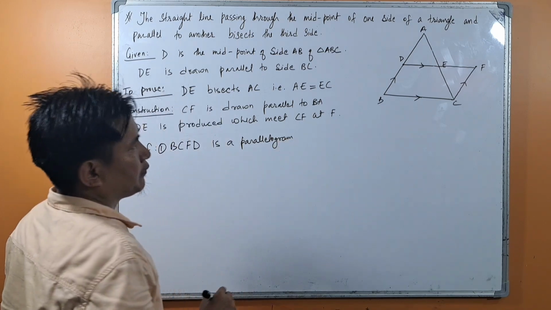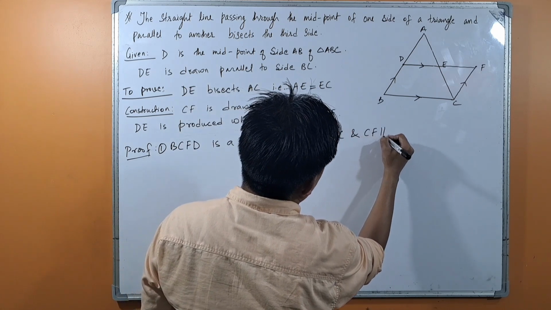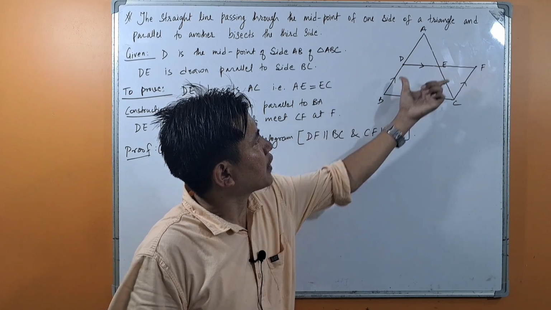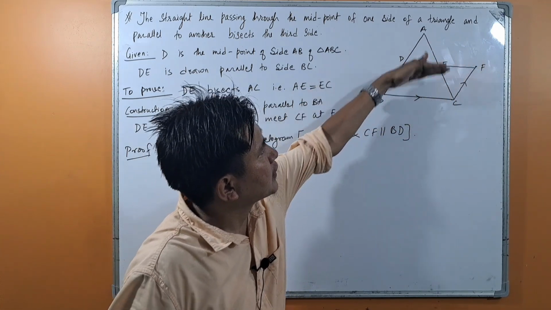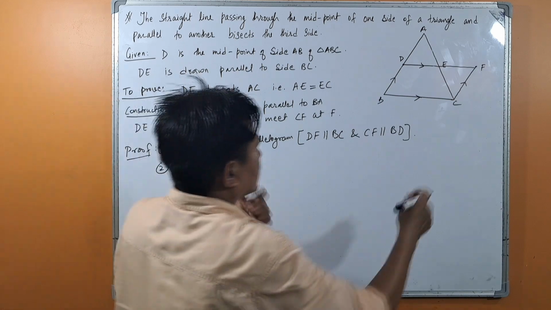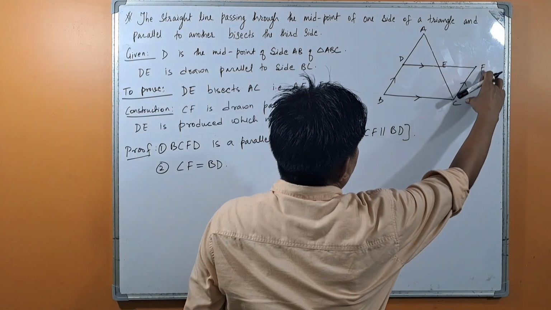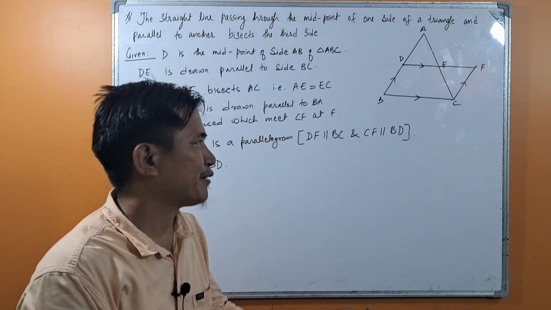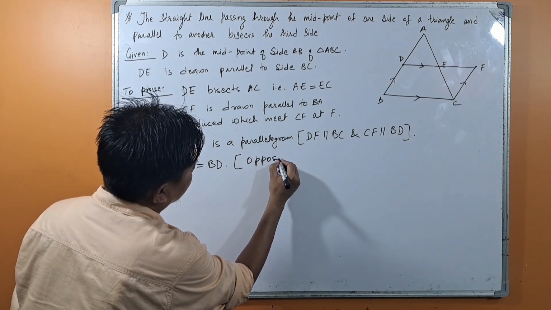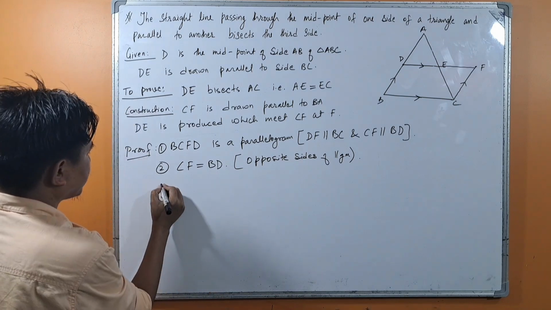Because DF is parallel to BC and CF is parallel to BD. If opposite sides are parallel to each other, then that quadrilateral becomes a parallelogram. So BC is parallel to DF and CF is parallel to BD. Opposite sides are parallel, so this is a parallelogram. Number 2, we can say CF equal to BD, because CF and BD are opposite sides of a parallelogram, and the opposite sides of a parallelogram are always equal.